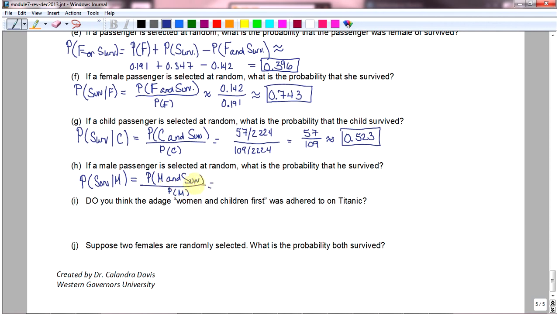Okay, so looking in the table, you'll see that 338 of the 2224 were men who survived. And there were a total of 1,690 men out of the 2,224 passengers. So when you simplify this, you end up with 0.2.